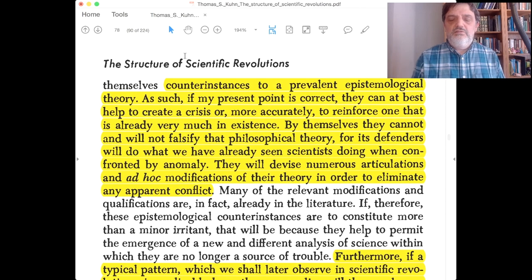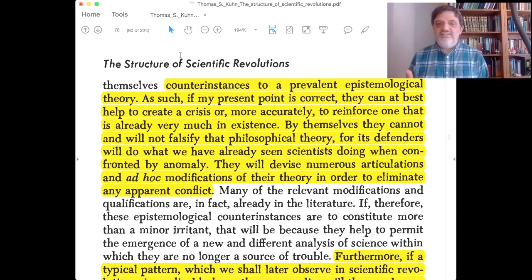Beginning of the sentence is, you know, these examples are not themselves counter instances to a prevalent epistemological theory. As such, if my present point is correct, so now, I mean, this is explicit. He means if my present point about the way things happen in scientific revolutions is correct, implicit premise, and of course epistemological revolutions are just like scientific revolutions, right?